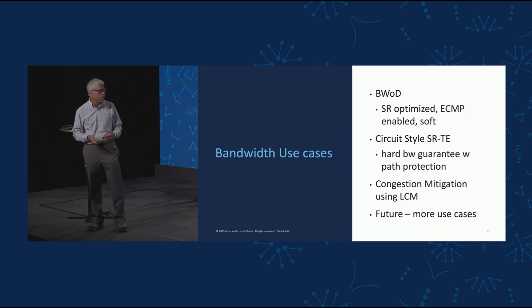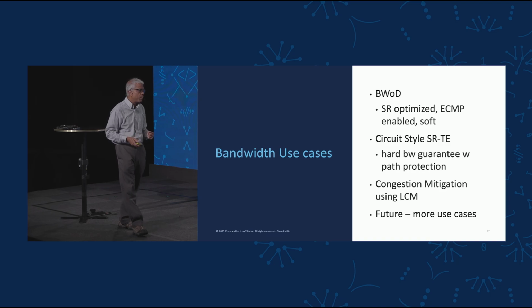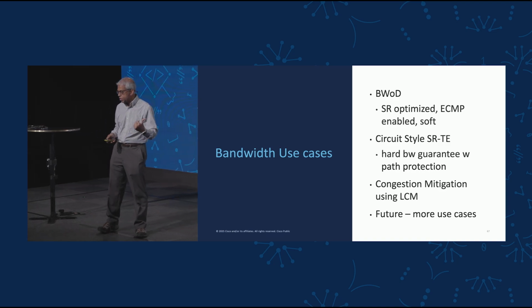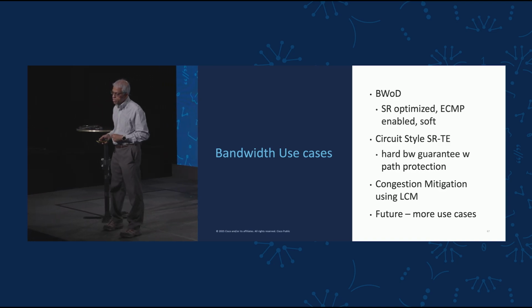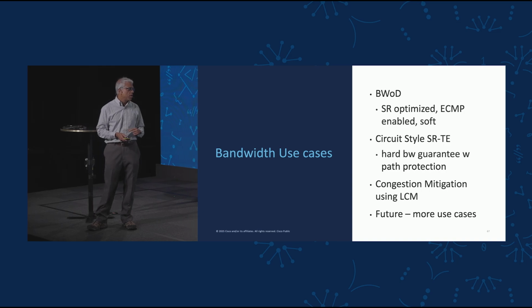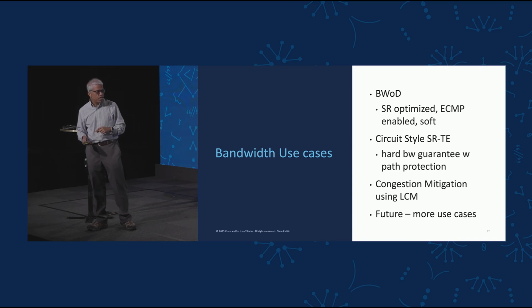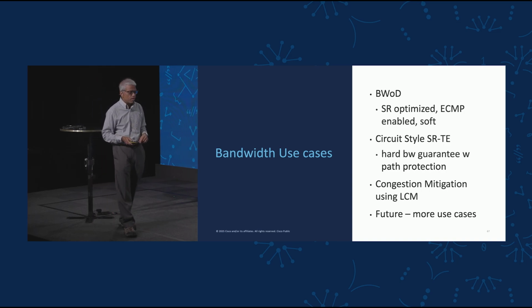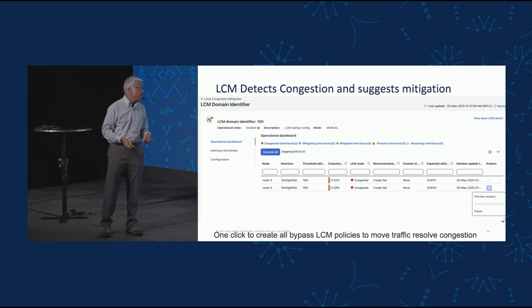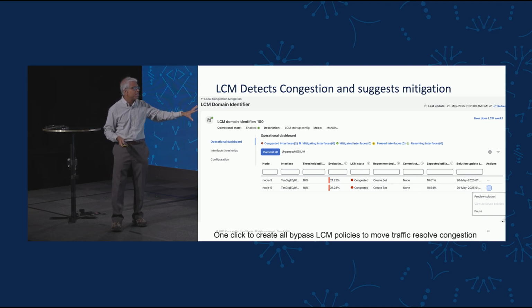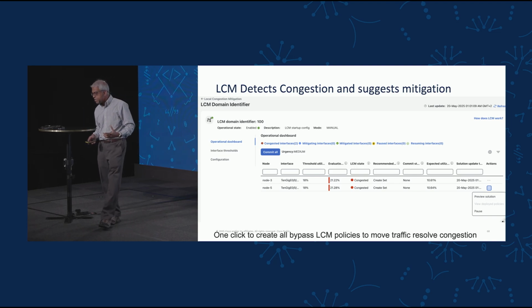But basically, it is ordering, packet ordered, guaranteed, symmetric, meaning both the A to Z and Z to A go on the exact same paths, and path protection can be used with working, protect, and backup. And then congestion mitigation, I'll cover in more detail because that's a very interesting use case that may be useful for more folks. So this is the screen on LCM, local congestion mitigation.